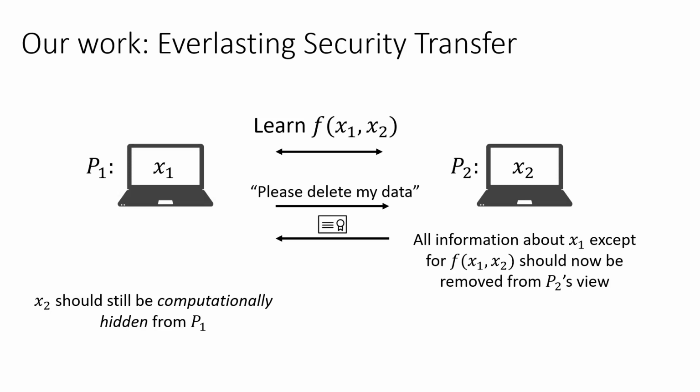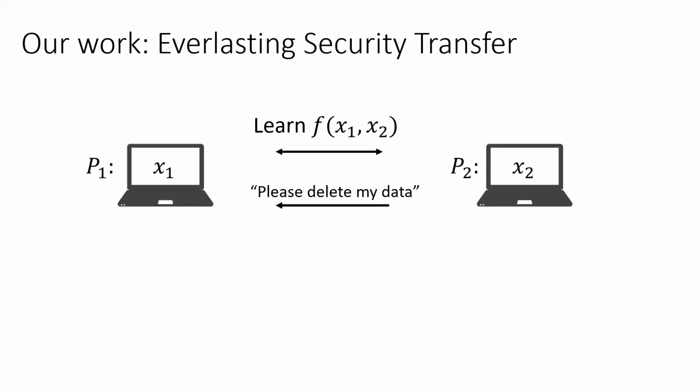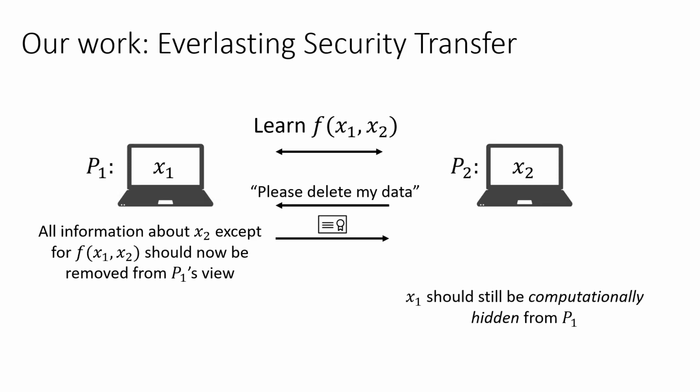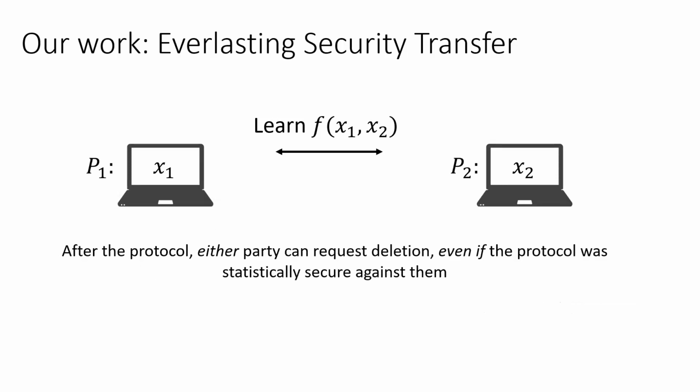But we can also say, actually, maybe it was P2 that wanted to request that P1 deleted the data, okay? And we get the opposite guarantees, okay? So the basic idea here is that we want to allow for the possibility of, after the protocol, either party can request deletion, even if the protocol was previously statistically secure against them. Okay, so that's where this name of transfer comes from, right?